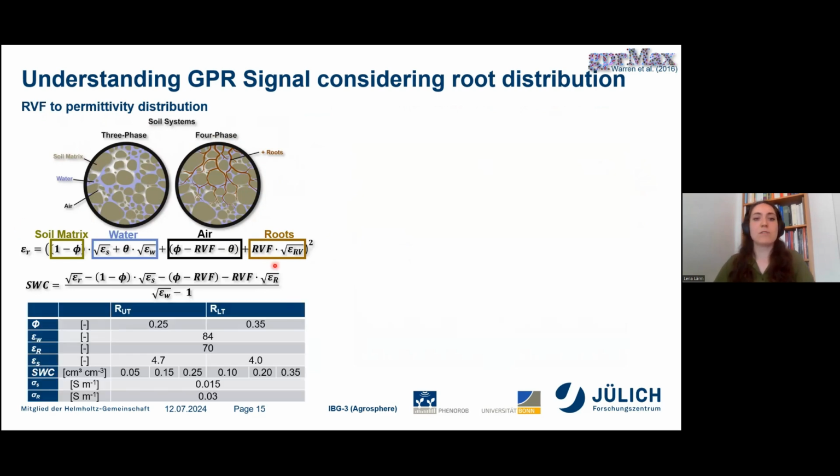Additionally, we needed some information for our simulation, but also for the calculation of the permittivity, like the porosity of the soil, and the permittivity for the water, the roots, and the soil. And for the soil water content, we considered 3 different scenarios for the two facilities. And for the simulation, we additionally needed the electrical conductivity of the soil and the roots.